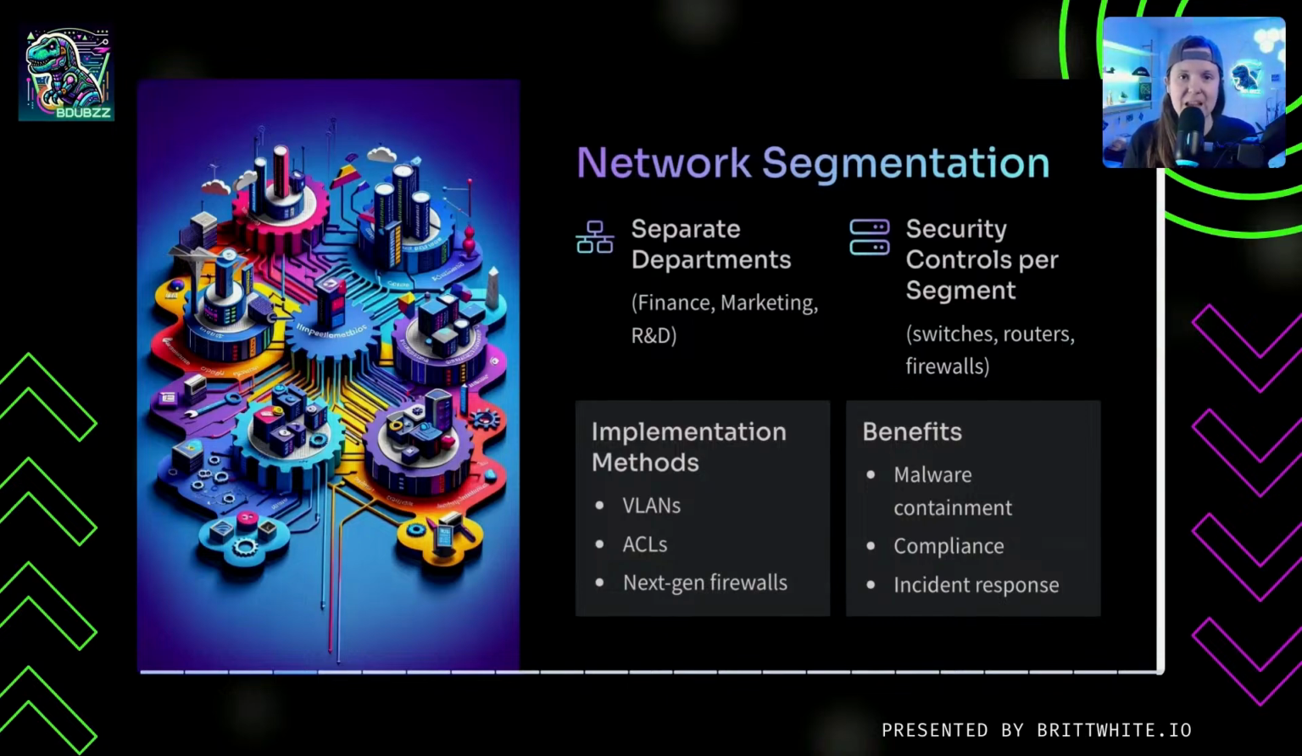To put this segmentation into practice, we use three main technical approaches. First, we set up virtual LANs, or VLANs, to create logical divisions in our network. Then we implement access control lists, or ACLs, to carefully control what traffic can flow between these segments. Finally, we deploy next-generation firewalls that can perform advanced traffic filtering, giving us even more control over communication between segments.